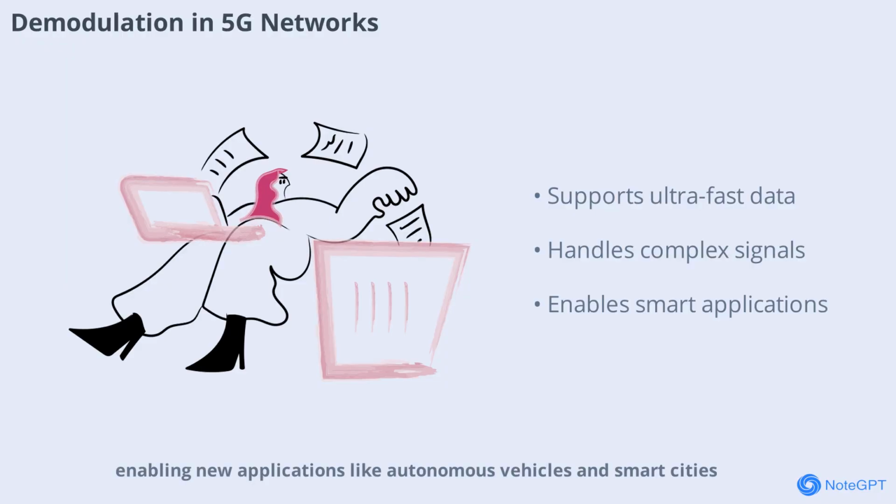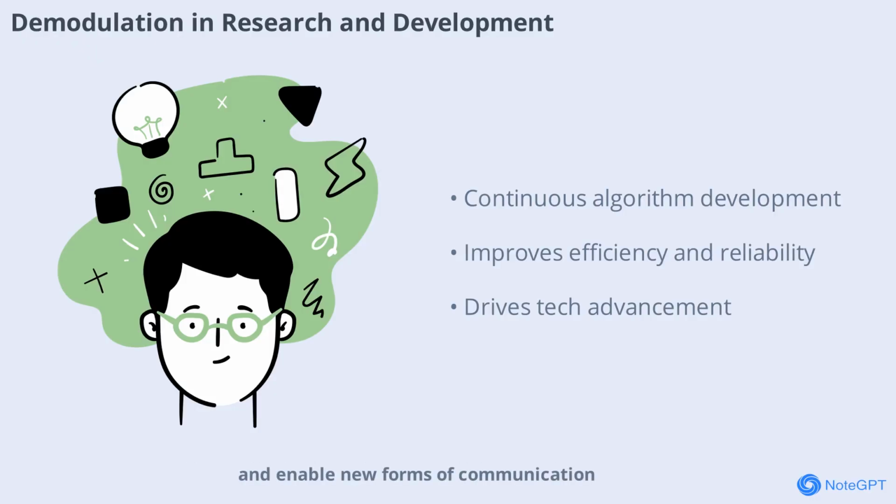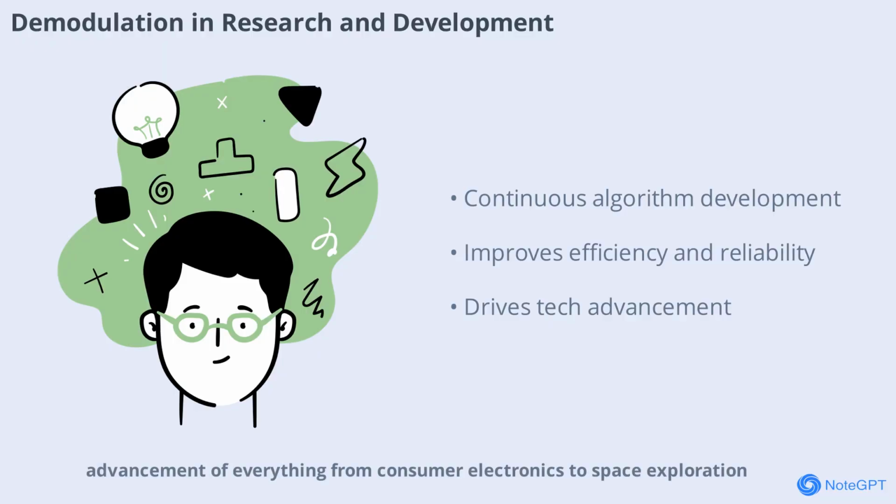Researchers are continually developing new demodulation algorithms to push the boundaries of communication technology. These efforts aim to improve efficiency, reduce errors, and enable new forms of communication. The ongoing research in demodulation is vital for the advancement of everything from consumer electronics to space exploration.